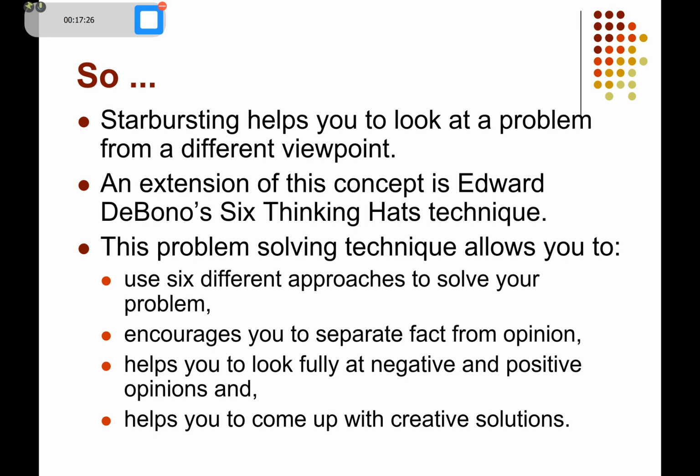So this is a problem solving technique, and it allows you to use 6 different approaches to solve your problem. It encourages you to separate fact from opinion, so you're trying to work with facts rather than opinions and emotions. And it helps you to look fully at the negative and the positive opinions. So again, as we were doing with our 7-step model, you're looking at the advantages and disadvantages. We're looking at the negatives and the positives here as well. And it should also help you to come up with some creative solutions. So, this is taking the starbursting idea and developing it a little bit more.